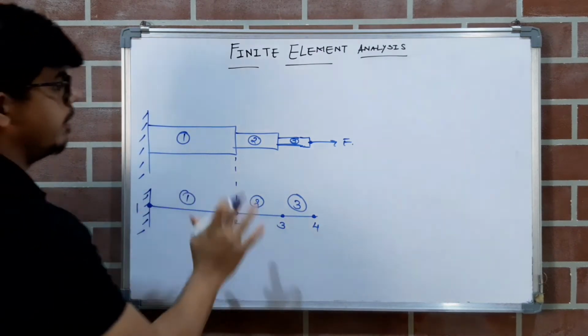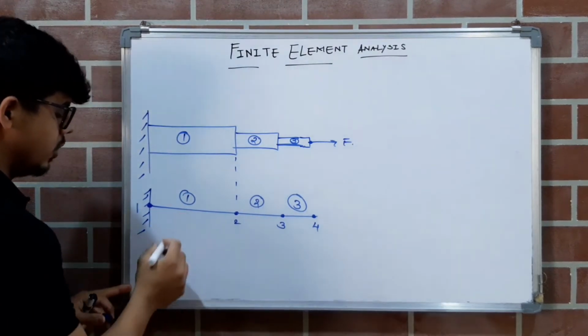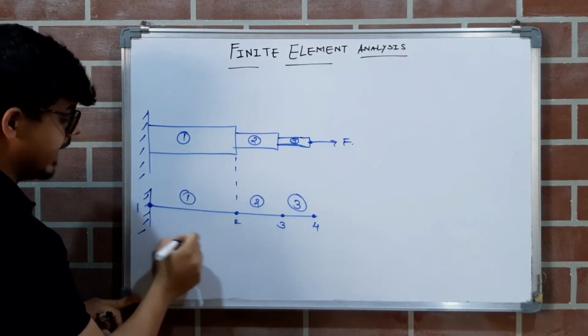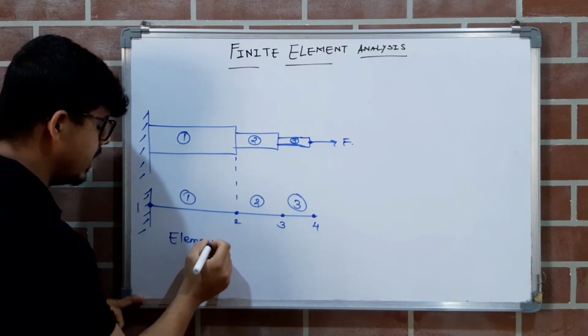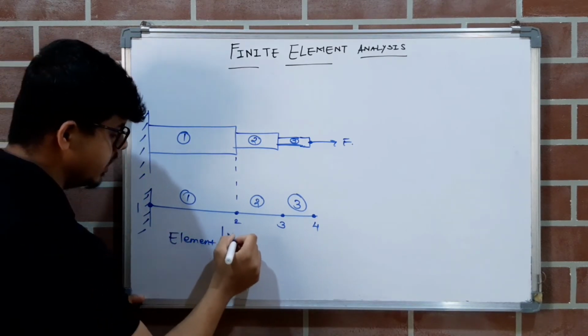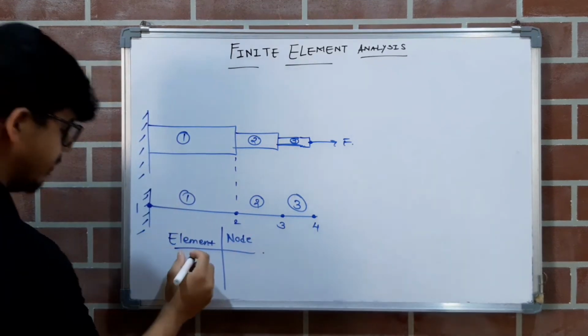This is the model for bar element. For beam element it is different, right? So we are writing the element connectivity table. In this column I will write element, and in this column I will write nodes. Element node connectivity. So element first.